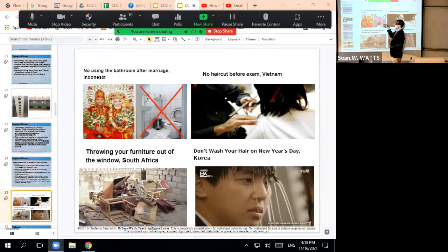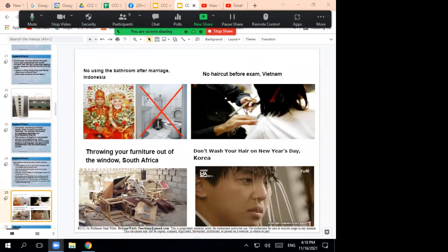So what we're talking about here, this Indonesian group, they're saying that after the marriage, you're not supposed to use the bathroom. Any other comments you had about that? Yes, on the right side, no haircut before exam in Vietnam. It means that if you cut your hair, it means losing your memory. So it's not common for Vietnamese to cut their hair before the exam. For throwing your furniture out of the window in South Africa, it means the beginning of the new year.